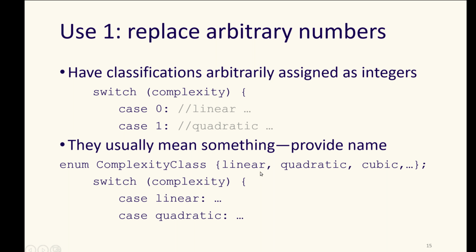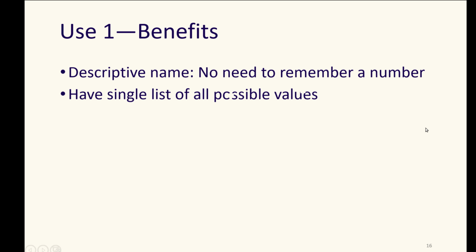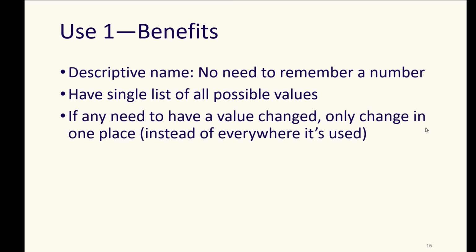And then when we write a switch or an if statement or use those values otherwise, we're able to just use those names, linear and quadratic, and so on. And our code is much more readable because you don't have to remember a particular number. You don't have to rely on comments documenting what those particular numbers were indicating. We just have one list of all of the possible values related to it.